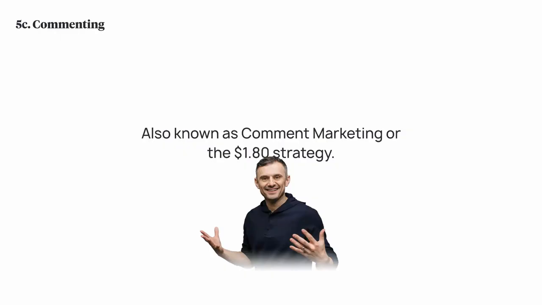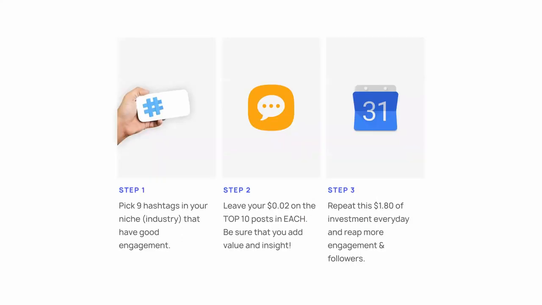Another way of growing your brand is something called the $80 strategy. Pick 9 hashtags in your niche, ones that have pretty good engagement. People are always talking, posting regularly, and commenting all the time. Then you leave your 2 cents on each of the top 10 posts in each hashtag. Be sure that you're adding value and insight.